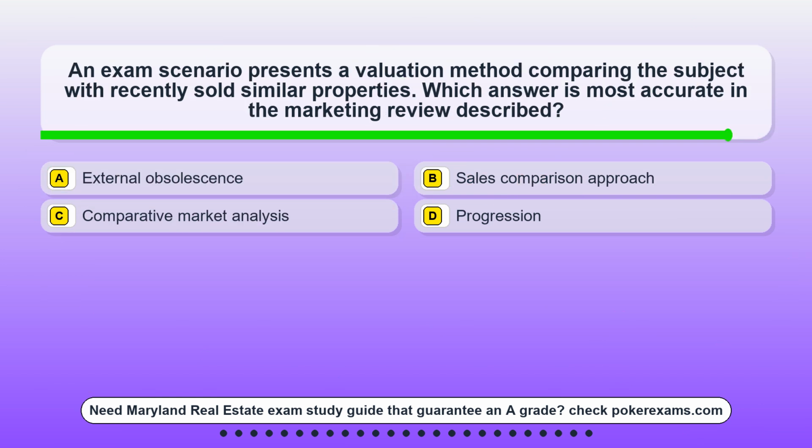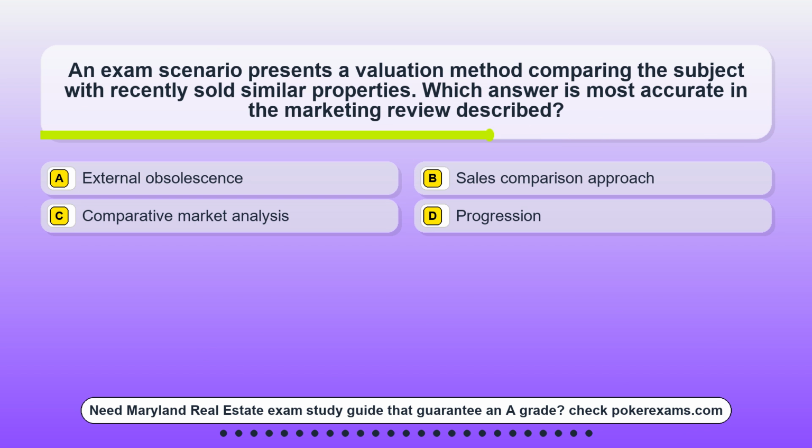Question 16. An exam scenario presents a valuation method comparing the subject with recently sold similar properties. Which answer is most accurate in the marketing review described? Option A, external obsolescence. Option B, sales comparison approach. Option C, comparative market analysis. Option D, progression.